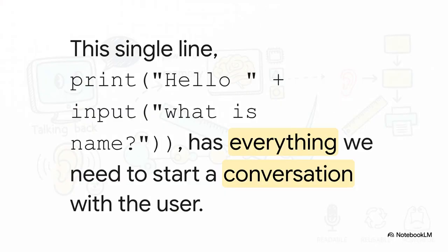Okay, take a look at this. This one line of code has everything we need to kick off a conversation. You can see it's got a greeting, it has a question for the user, and it's got the instructions to glue it all together. Now, I know it might look a little intimidating at first glance, but trust me, let's break down exactly how Python reads this.